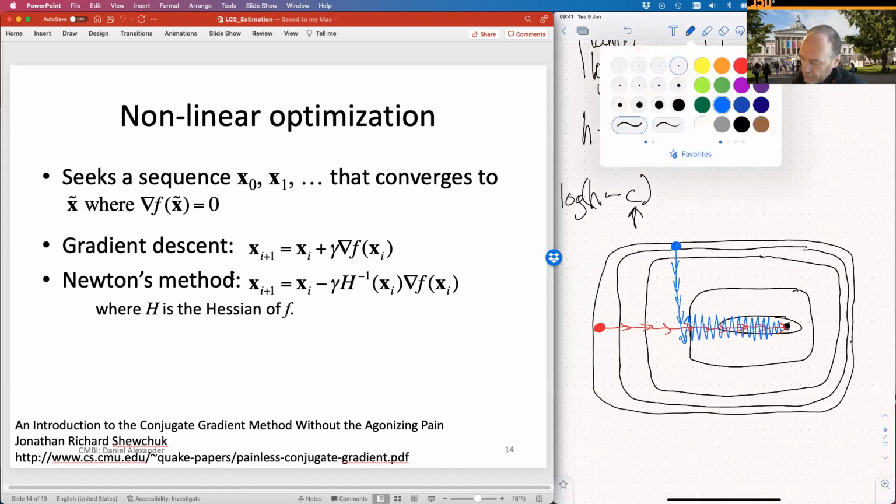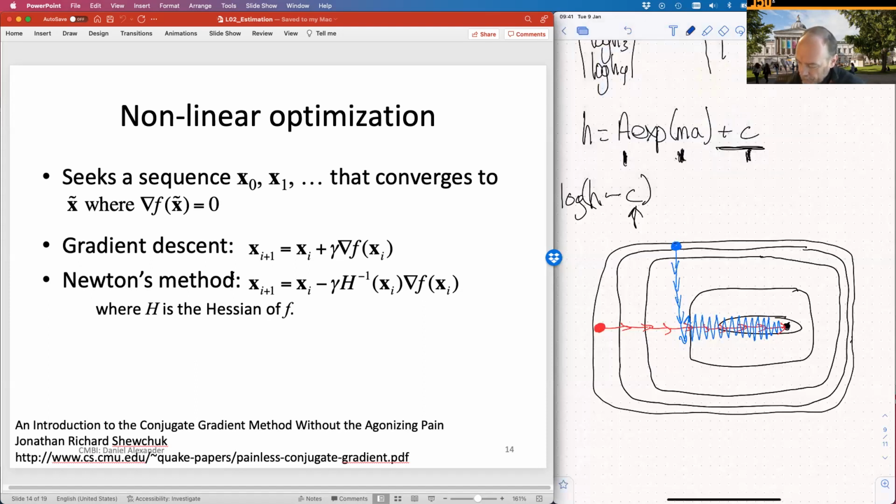Whereas if you take into account the curvature, that can pick up on the shallow slope that's going left to right in this picture and take us in a more direct trajectory towards this minimum point. So that's the general motivation for using these second order methods rather than the very simple gradient descent.